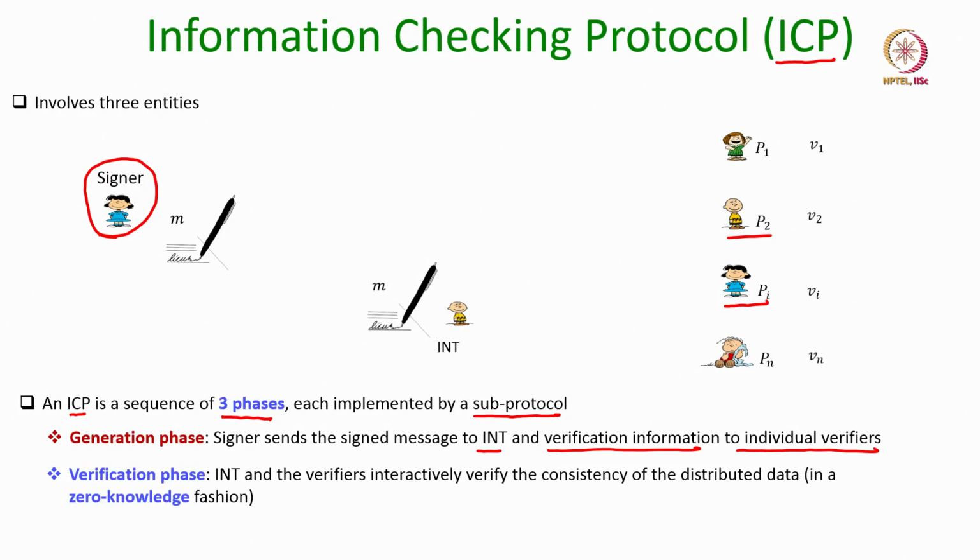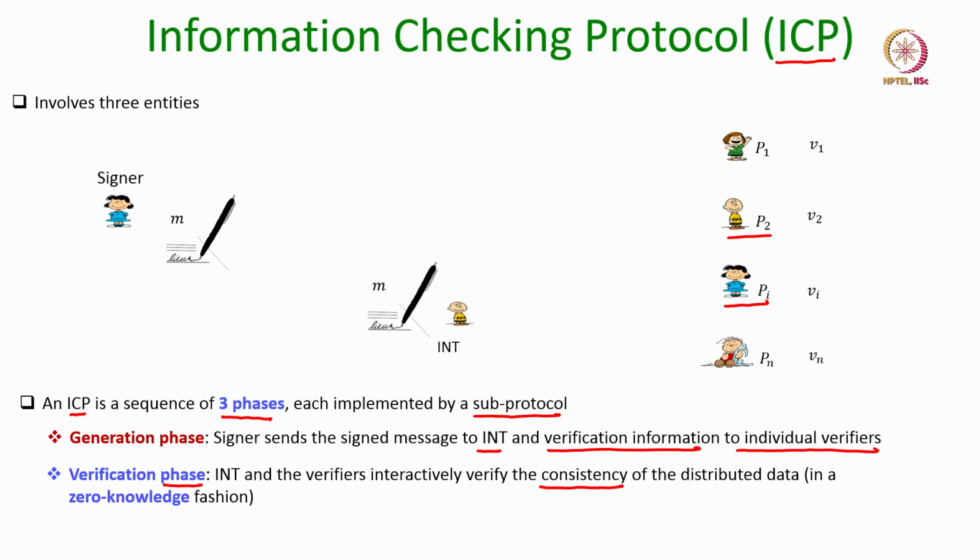Now, once the generation phase is over, the next phase is the verification phase, and the goal of the verification phase is to ensure whether a potentially corrupt signer has distributed consistent information to the intermediary and the verifiers, and this is specifically to guarantee the non-repudiation property later.